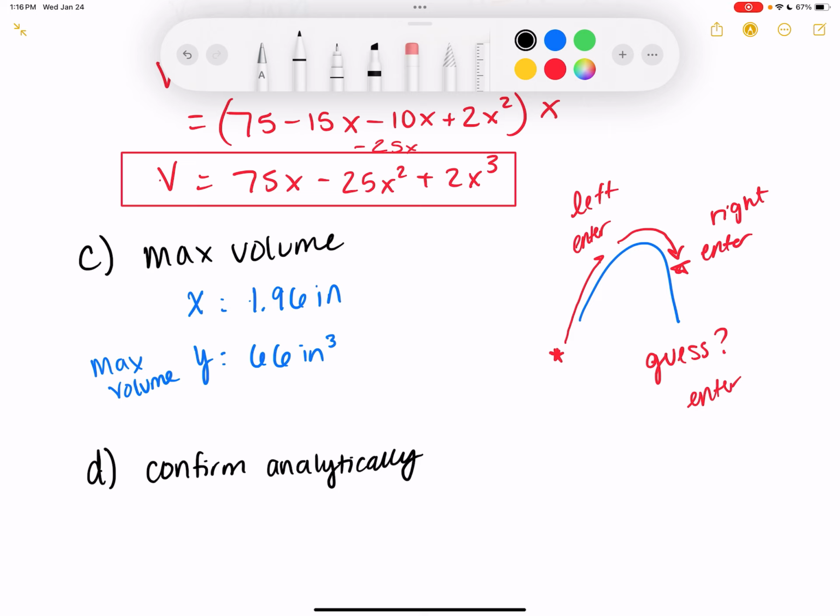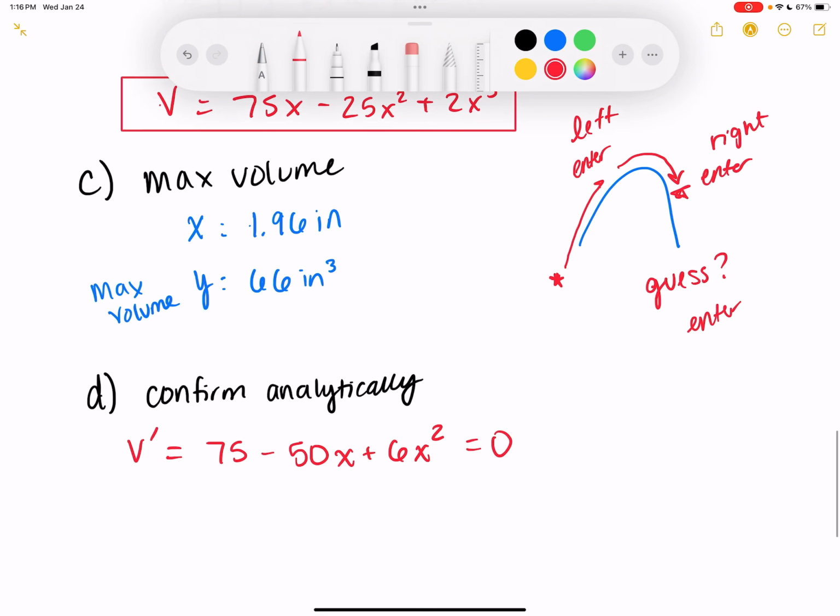Okay? So to do that, anyone want to guess? Derivative. Take the derivative of my volume function. So V prime, I need the derivative of this. So 75 minus 50x plus 6x squared. Okay. Any ideas on what I might need to do now? Equal it to 0. Sounds like a great plan. Equal it to 0.